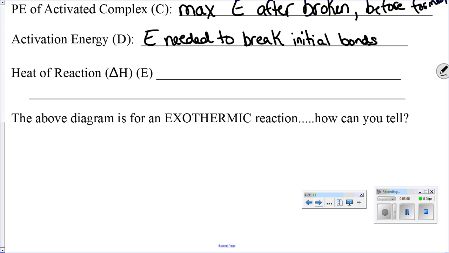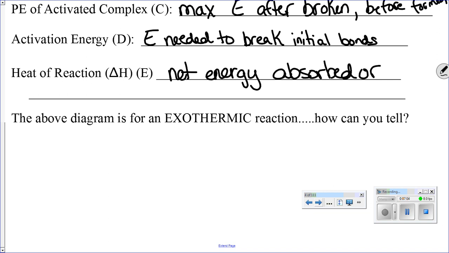So one thing we're going to talk a little bit about that we have mentioned before but not gotten into very specifically is something called the heat of reaction. And this is the net energy absorbed or released by a reaction. And this actually takes into account the fact that we have to put some energy in to get things started, and we'll get some energy back out.